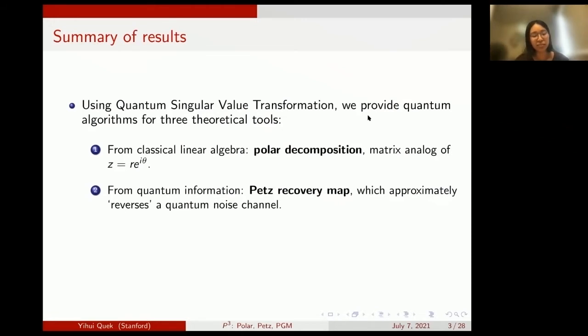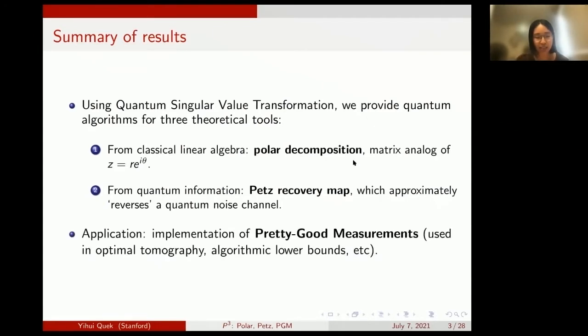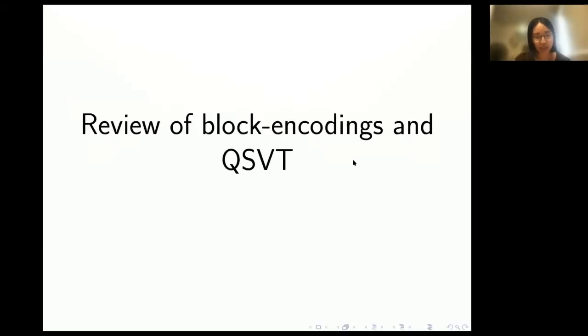The second thing we implement is a theoretical tool in quantum information called the Petz recovery map. This map can be thought of as the reverse of a quantum noise channel. And I'll be a bit more precise about that later. And as an application of these two tools, we are also able to implement pretty good measurements, which appear a lot. They are used in optimal tomography, algorithmic lower bounds, and so on. Okay, so I'm going to start with a review of block encodings and the quantum singular value transformation.